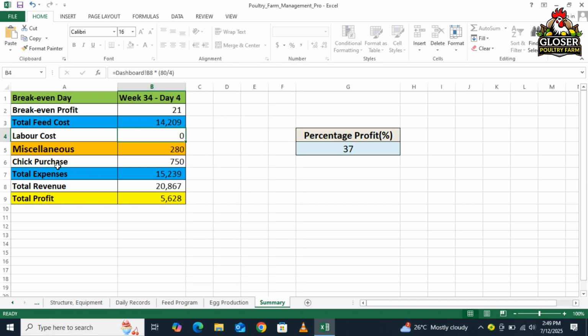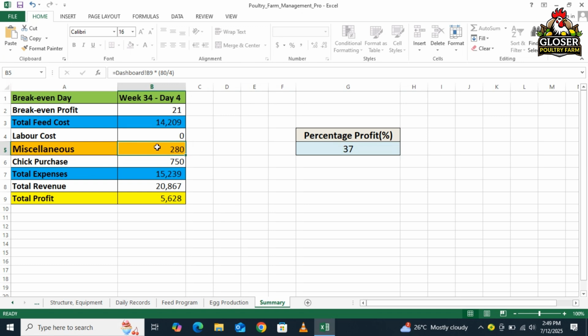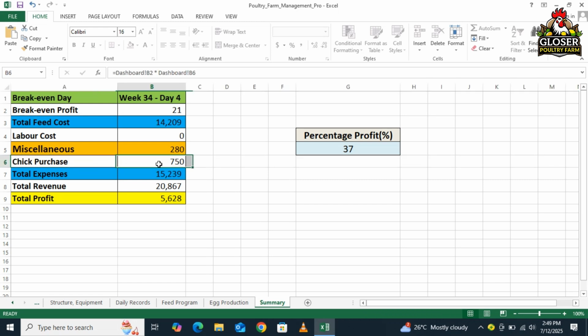We also see miscellaneous cost, which includes all those extra things like vaccinations, transport, and other small expenses. It's a small number, but it adds up over time. The chick purchase cost shows how much money you spent buying your birds. This is your starting investment, and it's included in the total expense calculation.